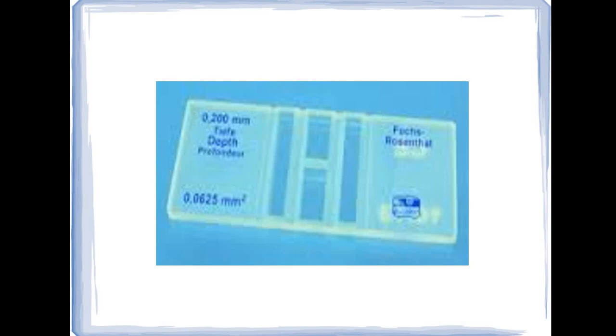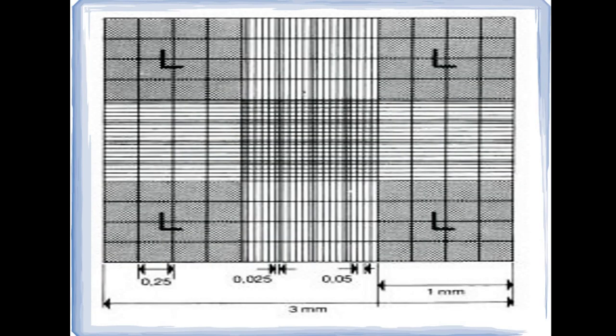So this is just a picture showing the Feucht-Rosenthal chamber, and for the WBC you count in the WBC squares, and for the RBC in the RBC squares. The 5 RBC squares you will count and give the values.